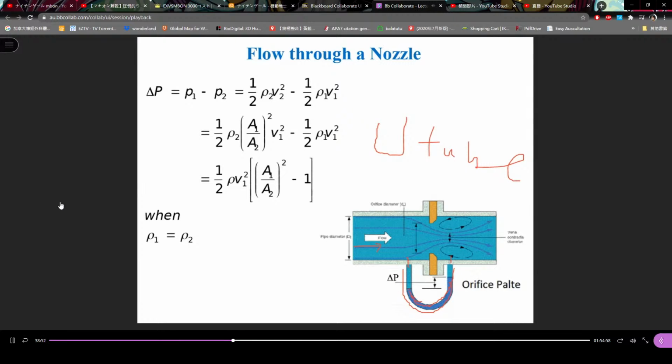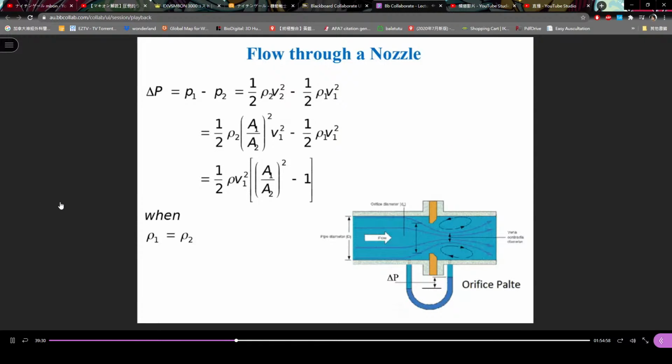Water's density is 1000 kilograms per cubic meter, correct? How about mercury's density? It is 13.6 times the density of water. I couldn't remember the details. That's why it's very heavy. If you put mercury in water, it will definitely sit at the bottom. So that's why we use mercury here.